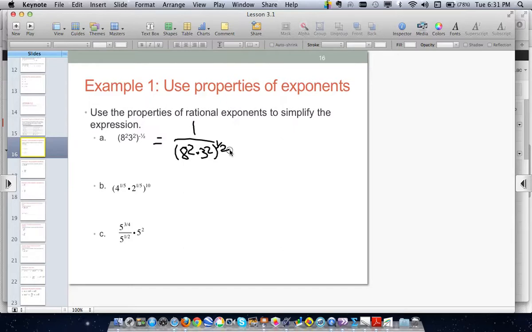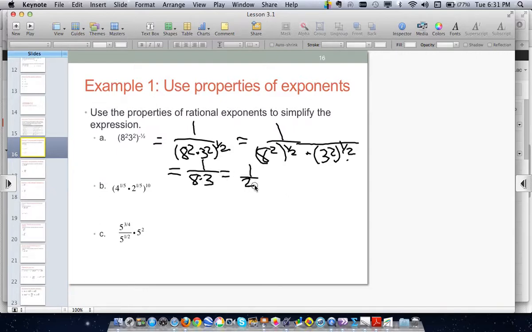Then I'm going to go ahead and distribute that 1/2 exponent. So I have 8 squared taken to the 1/2, and I have 3 squared taken to the 1/2. Let's continue this little rational bar there. So 2 times 1/2, of course, is 1. So this is 1/8. And then 2 times 1/2 is 1, so 3 over here. And then continue to simplify this, it would be 1/24.